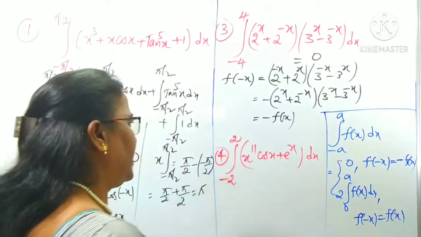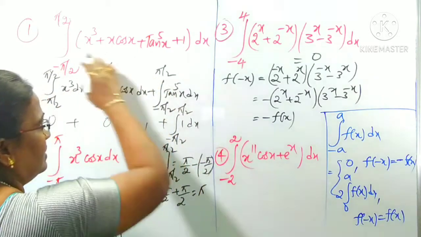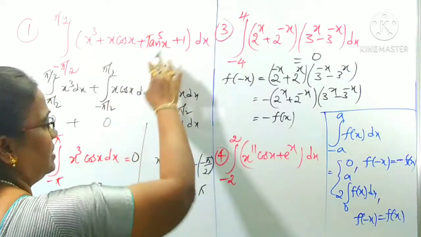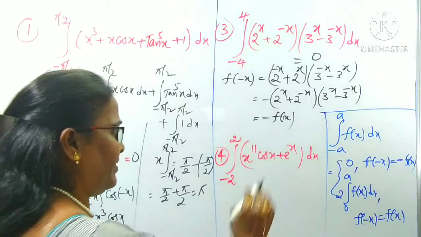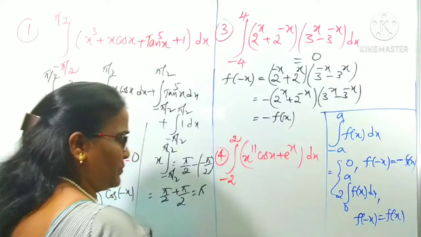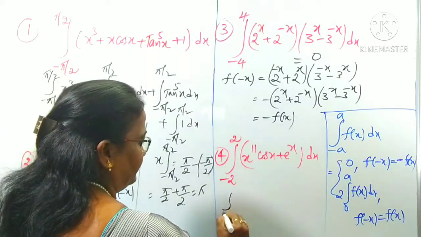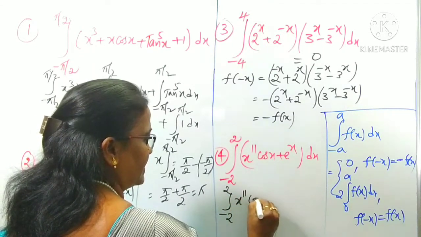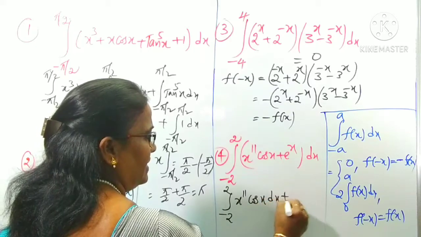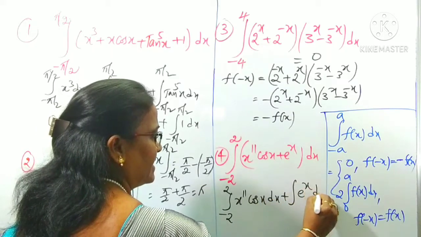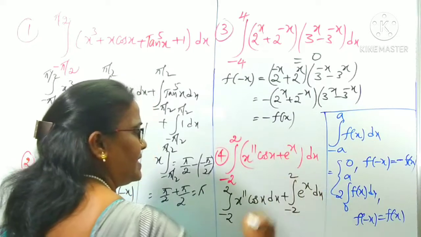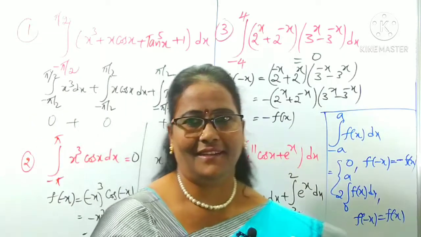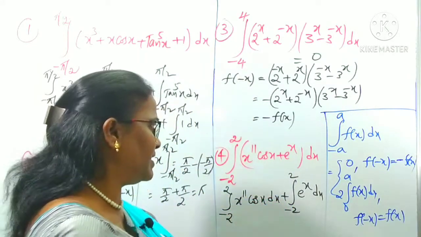Now look at question number 4. Here, how did I take the integrations? By separation I did it. In the same way here also, separate the two terms. What is the first term? The integral from minus 2 to 2 of x power 11 cos x is one integral, and the integral of e power x from minus 2 to 2 is another integral. Right? What is this? We can observe that.